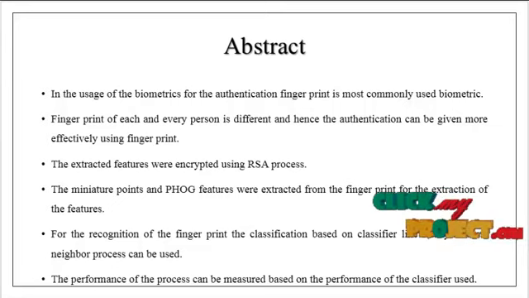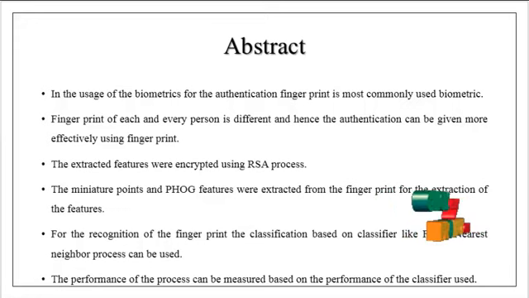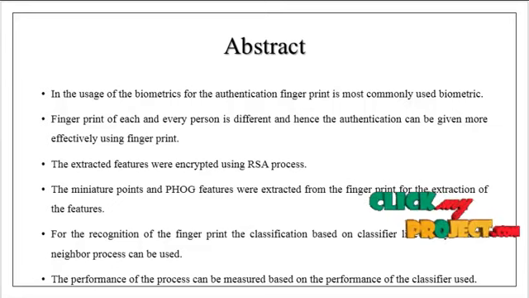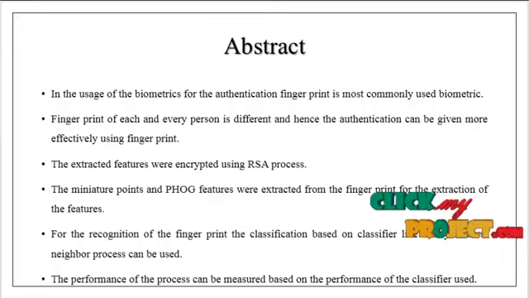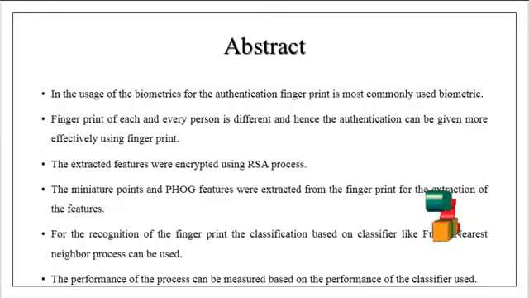the fingerprint images. The extracted features were encrypted using the RSA process. The minutiae points and then PHOG features were extracted from the fingerprints. For the recognition of the fingerprint, classification based on a classifier like the fuzzy nearest neighbor classifier can be used. The performance of the process can be measured based on accuracy and sensitivity. Hence, the overall process is done using three major steps: feature extraction, classification, and performance estimation.